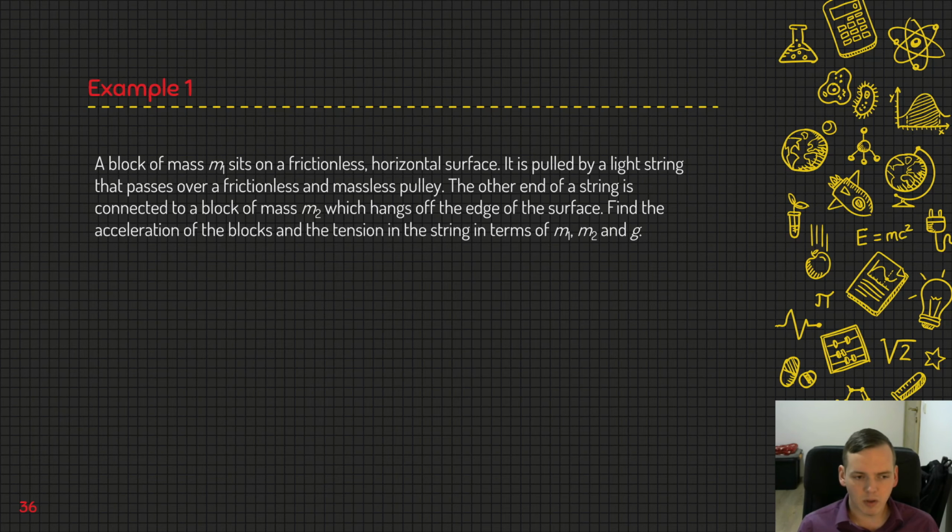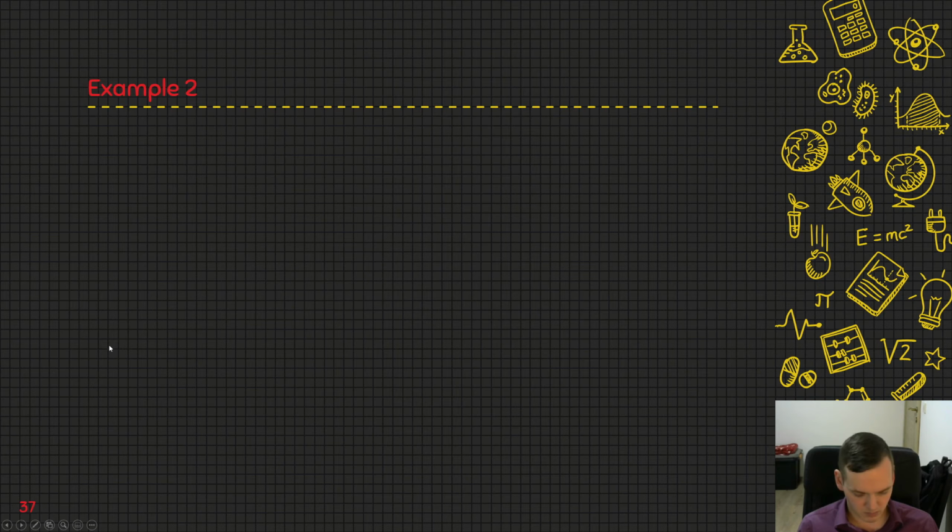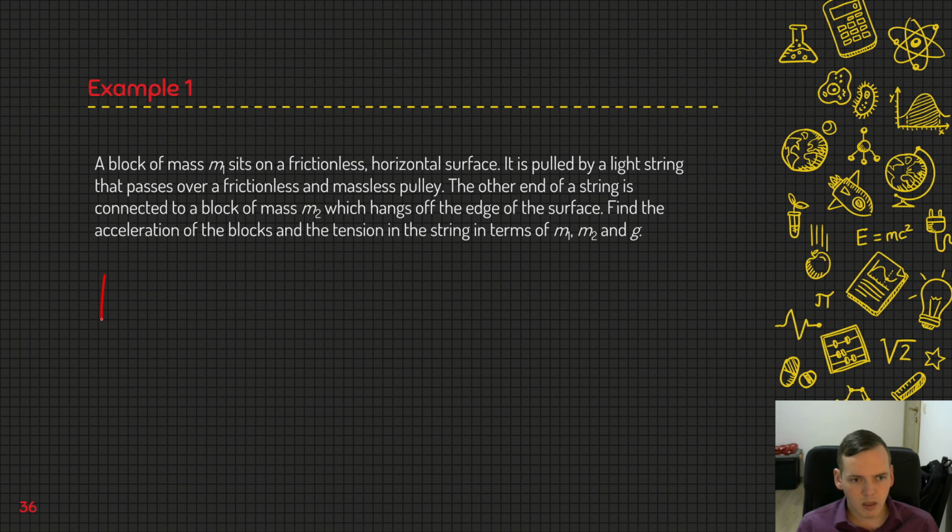So this first example is a kind of pulley problem, which we will go back to. We've got a block of mass M1 sitting on a table, or on a horizontal frictionless surface. It's pulled by a light string that passes over a frictionless massless pulley. So you can imagine you've got a pulley like this. And the other end of the string is connected to a block of mass M2, which hangs off the edge of the table. Find the acceleration of the blocks and the tension in the string in terms of M1, M2, and g.